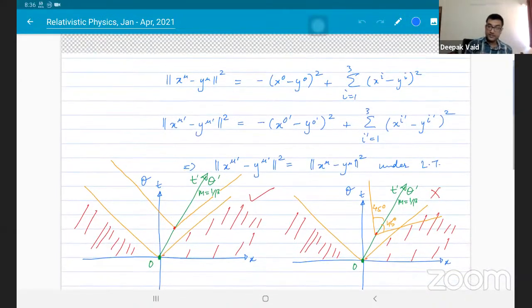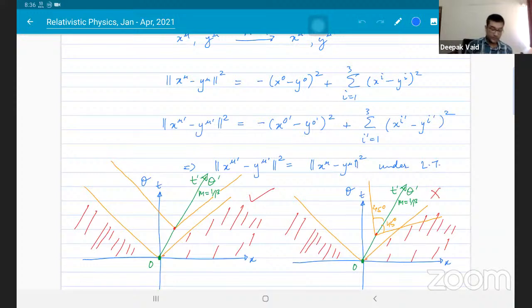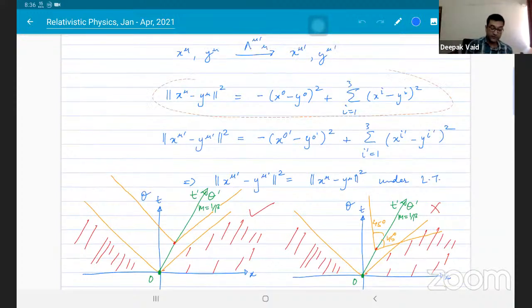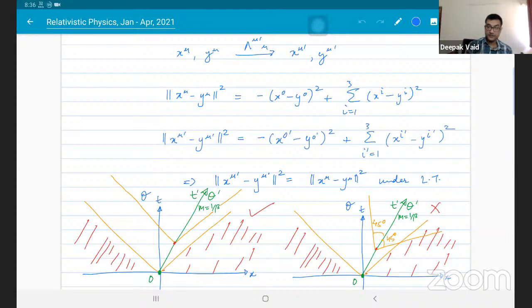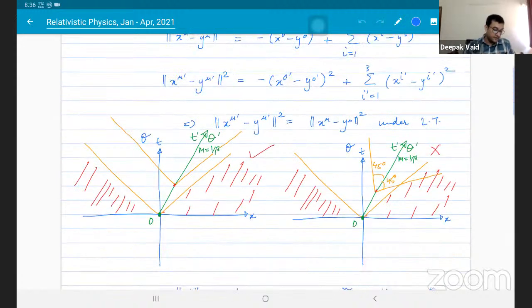The second thing is that since this distance doesn't change under a Lorentz transformation, that means if it's negative in one frame of reference, it will always be negative in another frame of reference. If it's 0 in one frame of reference, it's 0 everywhere. So that means that whenever I take 2 points, if I say they are space-like with respect to one observer, then they are space-like with respect to all observers.